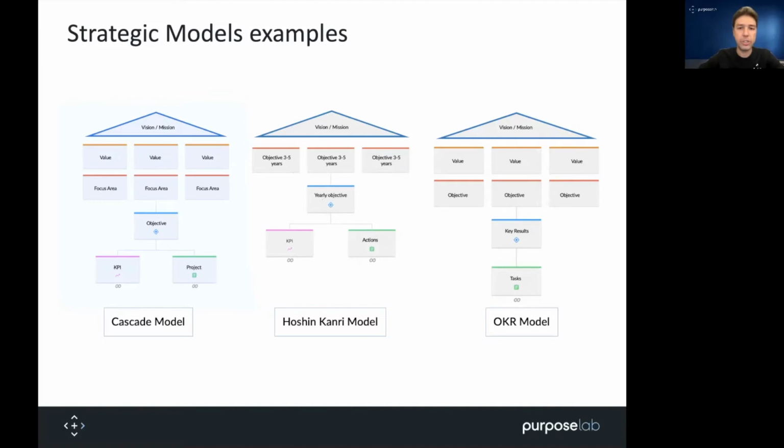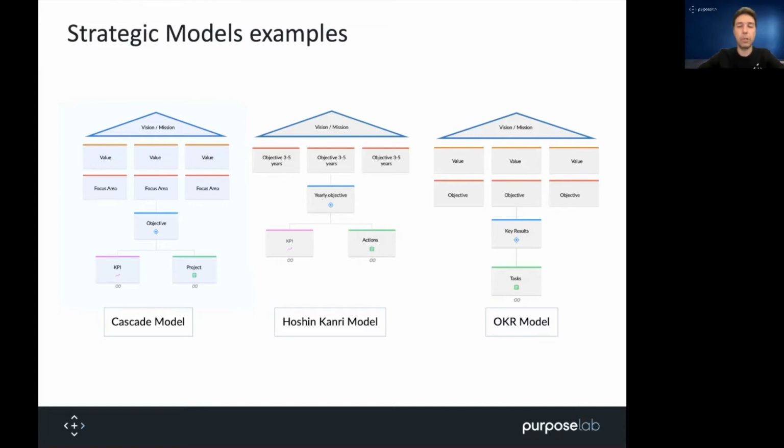But if you're using your Hoshin Kanri model, yes, you would be working on those 3 to 5 year objectives, but then you would be updating your objectives every year. So we're already seeing a little bit of the difference. Your OKR model is updated probably every 3 to 5 months. In your Hoshin Kanri model, you're probably updating more towards a year. And then these objectives are broken down into different ways of measuring them and different actions or projects or initiatives that you need to happen.